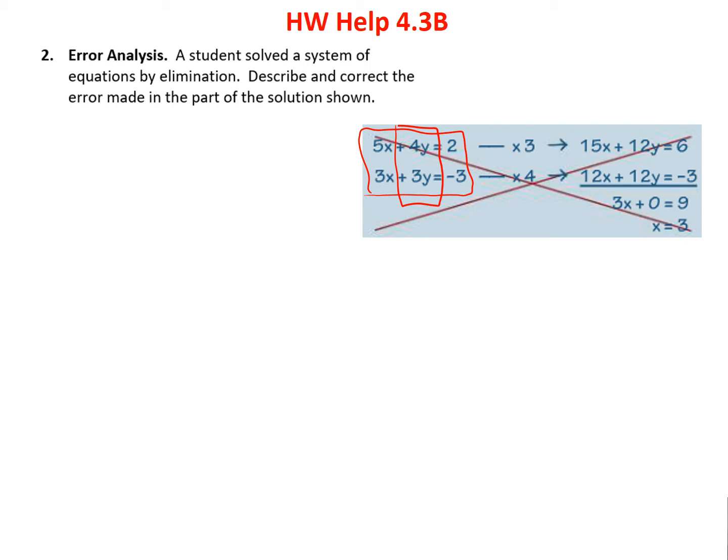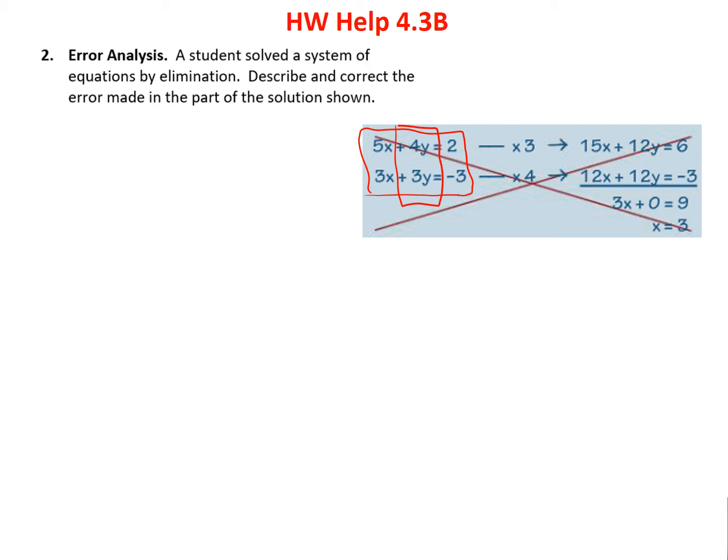And what they're going to plan on doing is subtracting the equations, not adding them. And so a good strategy. And notice here, 3 times 5, 15. 3 times 4, 12. 3 times 6, good. 4 times 3, 12, good.